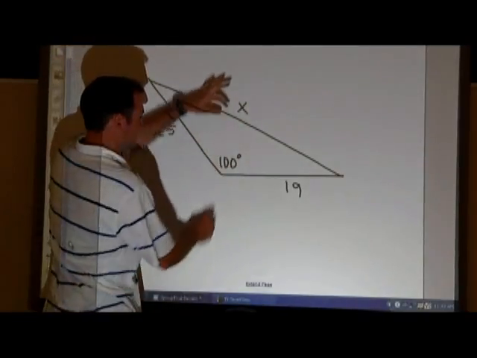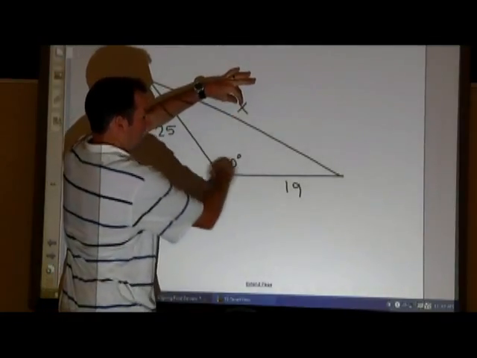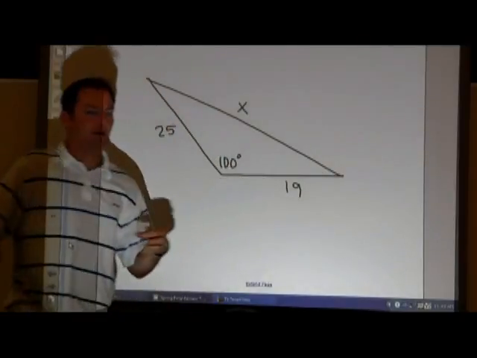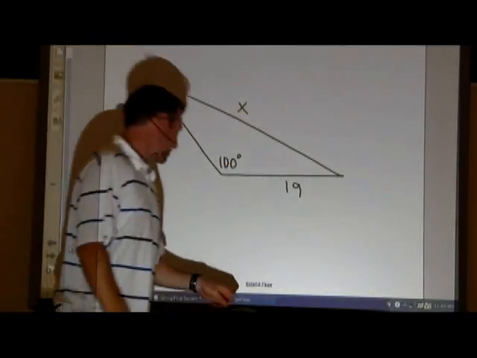Next one, same idea here, except that if I start matching stuff up, if I try to do law of sines, it doesn't work. I could say 100 goes with x, but 19 doesn't go with any angle. 25 doesn't go with any angle. So this one's actually going to be a law of cosines.